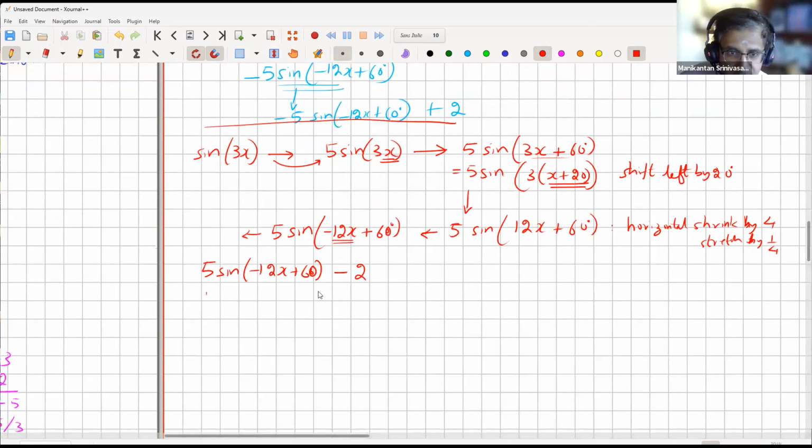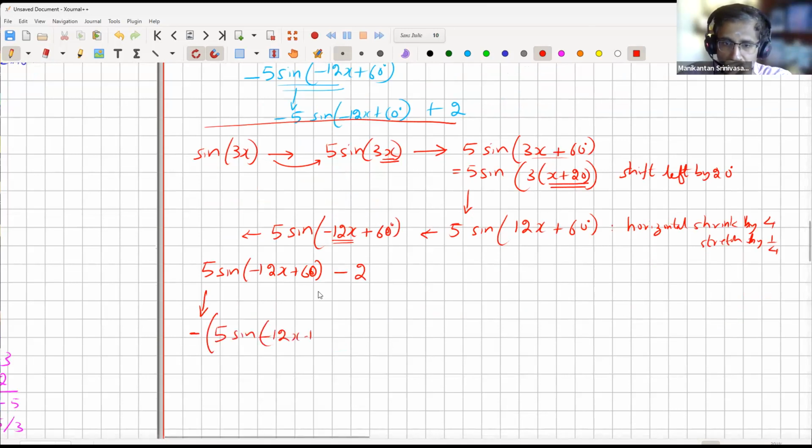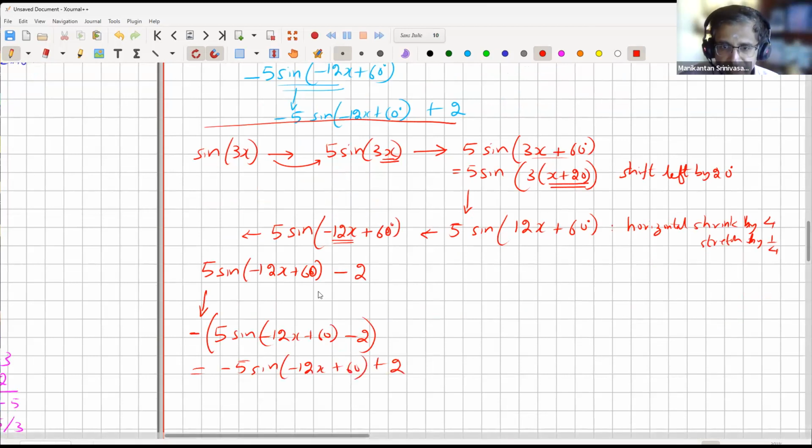Now, after this, I can reflect the whole thing along the vertical direction. If I reflect the whole thing in the vertical direction, that becomes minus of this entire thing. That means it becomes minus 5 sine of minus 12x plus 60 plus 2. So I can shift it down by 2 initially and then reflect. Just to show you different possibilities of achieving the same thing. Is this clear? Are both methods clear here? There are multiple ways by which you can reach it. There are a lot more, by changing the sequence.